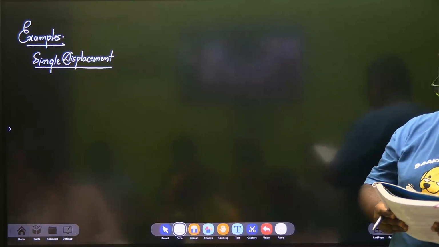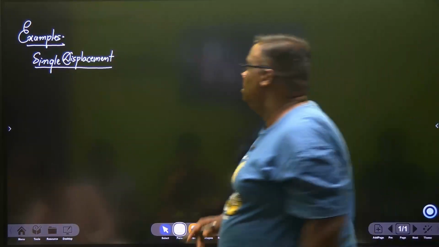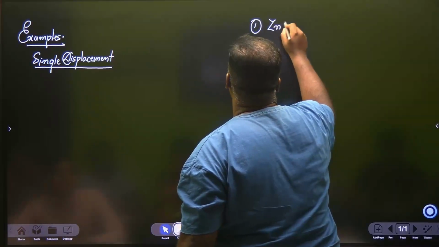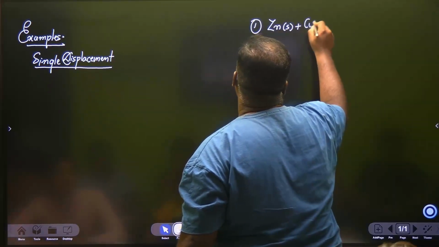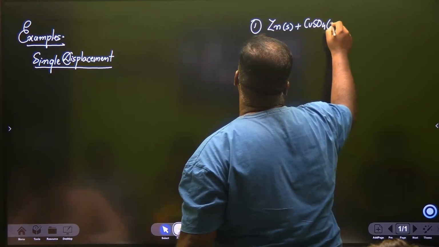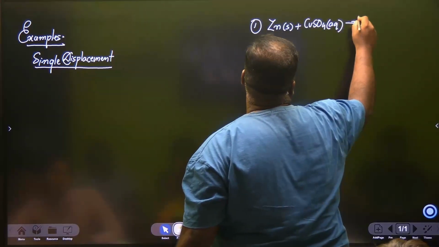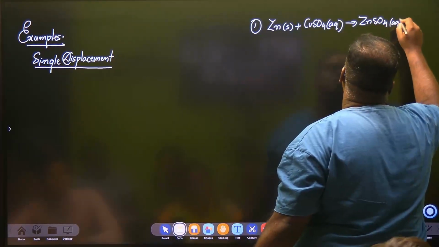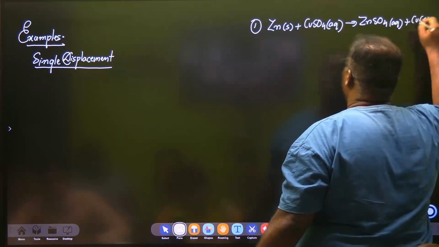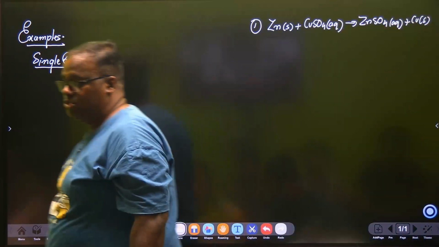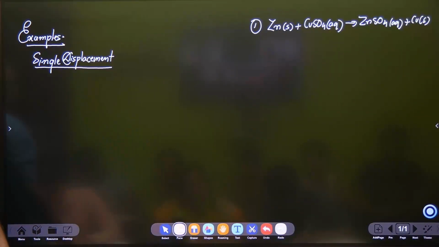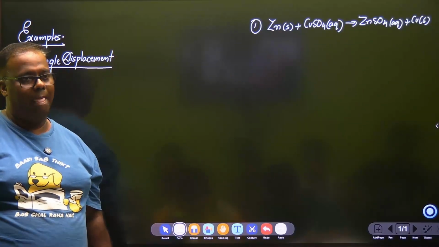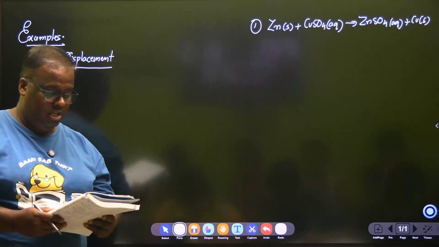So the one equation which will be very common would be again zinc as solid reacts with copper sulfate, which is aqueous, will give you zinc sulfate plus copper. Revise this reaction as much as possible wherever you see it, for all notes and everything, because the majority of the questions are on this reaction, right? And the reverse of this reaction is not possible.